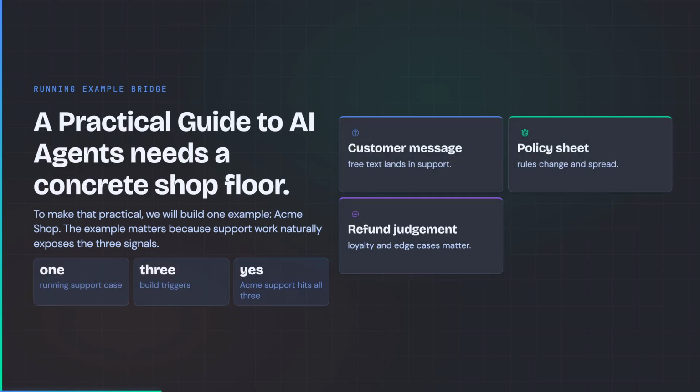The third anchor is the result. Acme support hits all 3 signals, so this is not a marginal example. Acme Shop is the running example. It keeps the course practical because each lesson improves one support system instead of switching domains.